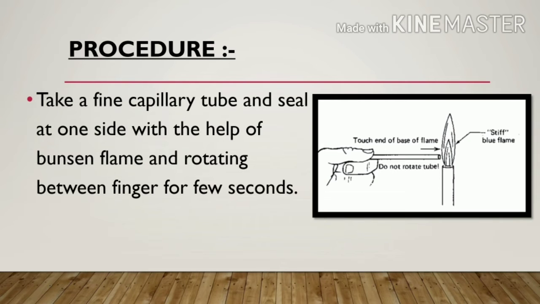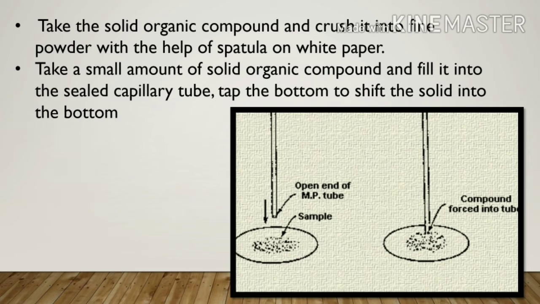Procedure: first we take a fine capillary tube and seal it at one side with the help of a Bunsen flame, rotating between the fingers for a few seconds, as you can see in the given figure. And then take the solid organic compounds like benzoic acid, oxalic acid and urea and crush them into a fine powder with the help of a spatula on white paper.